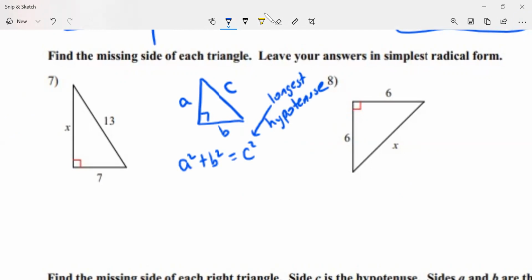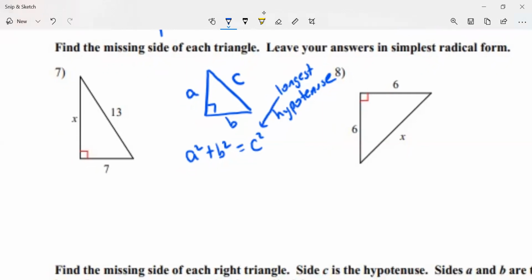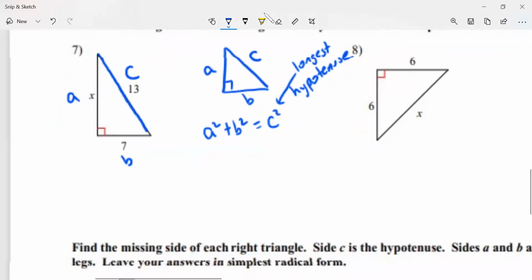So for number 7, I'm going to say my 13 is my C, that's my hypotenuse. The hypotenuse is the one side that is the longest. And then we can identify if it's the longest because it's the side that is farthest away from the 90 degrees. We can compare the length. It is the longest side. And then my X and my 7 are going to be my A and my B. Which one is A? Which one is B? It doesn't matter. So let me call this A. Let me call this B.